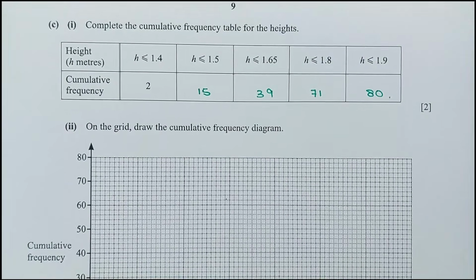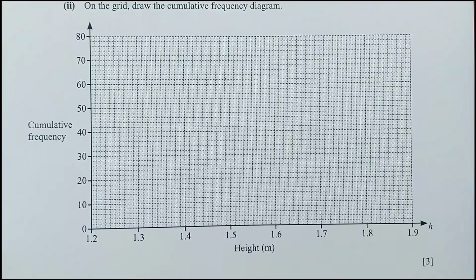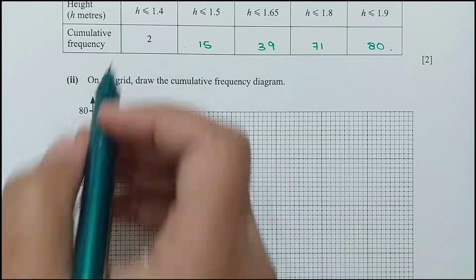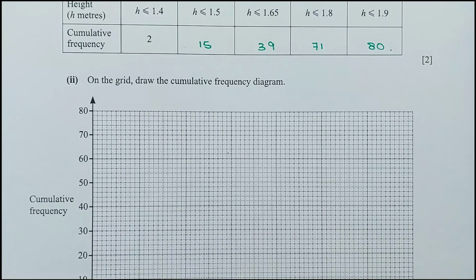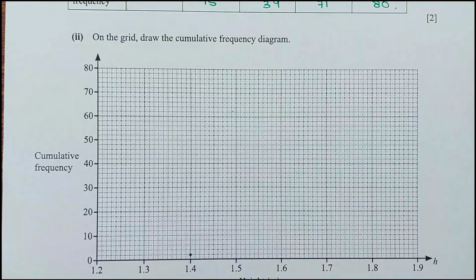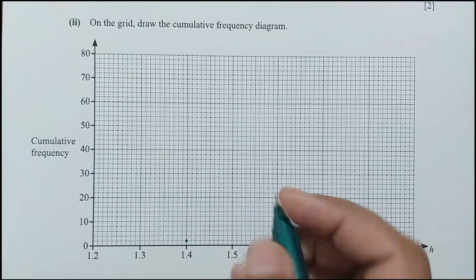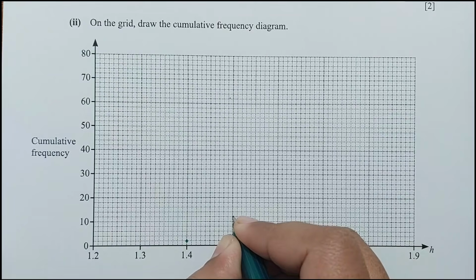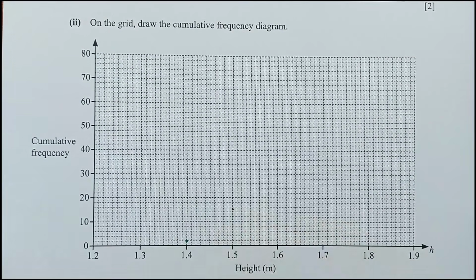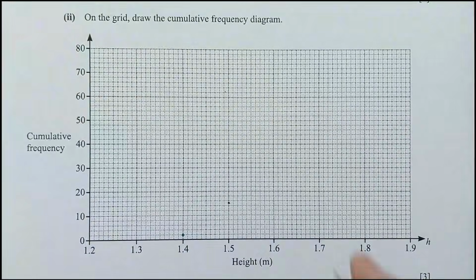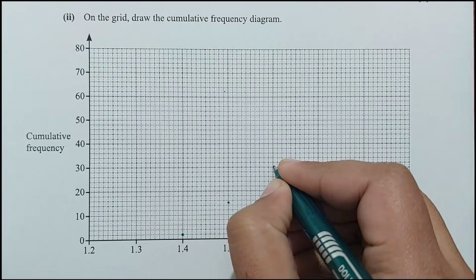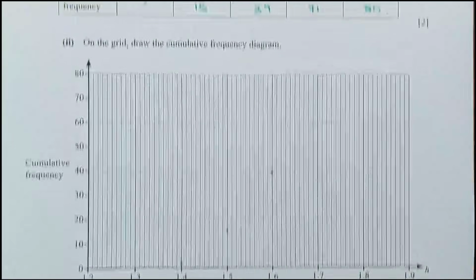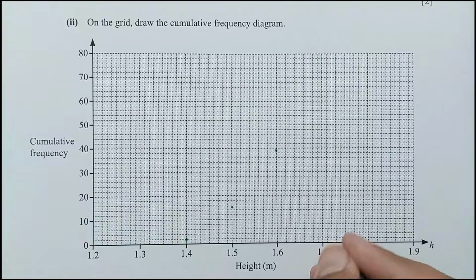Now for second part on the grid, draw the cumulative frequency diagram, right? So when the height is 1.4, it's 2. 1.4, it's 2 is over here, right? 1.5, it's 15. 12, 14, and 15. 1.6 is 39. 32, 34, 36, 38, and 39. 1.8 is 71.